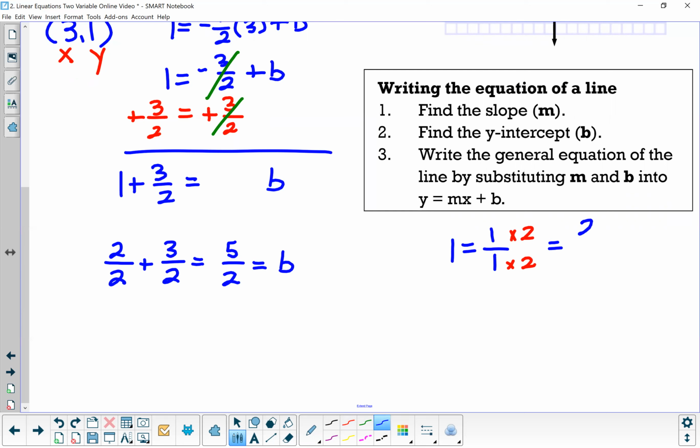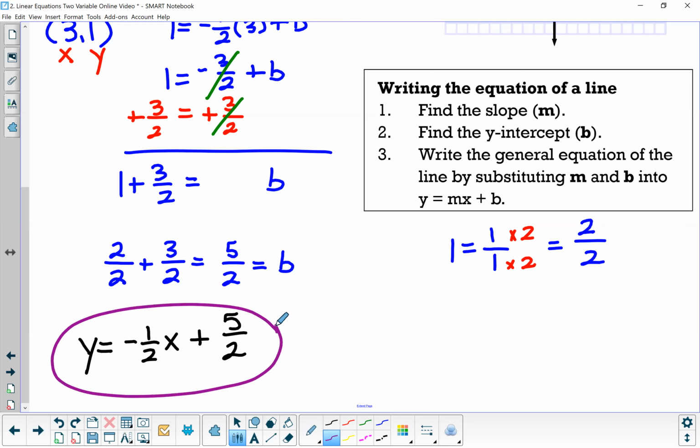Hence, 2/2 is 1. All right, so our final answer, y equals, our slope was -1/2, x plus 5/2 is our y-intercept. So there is the equation of that line.